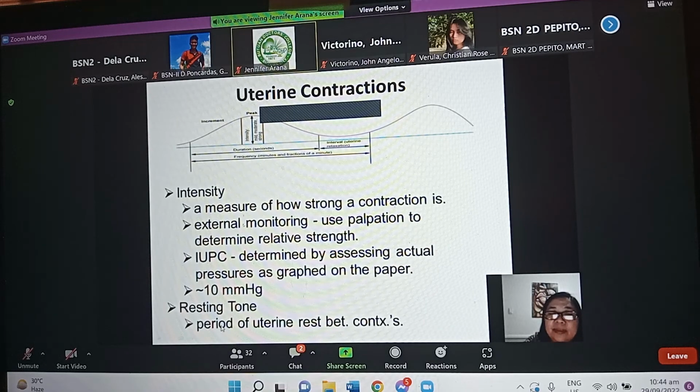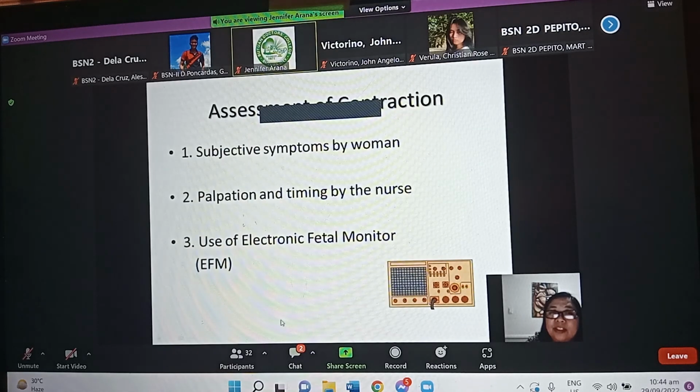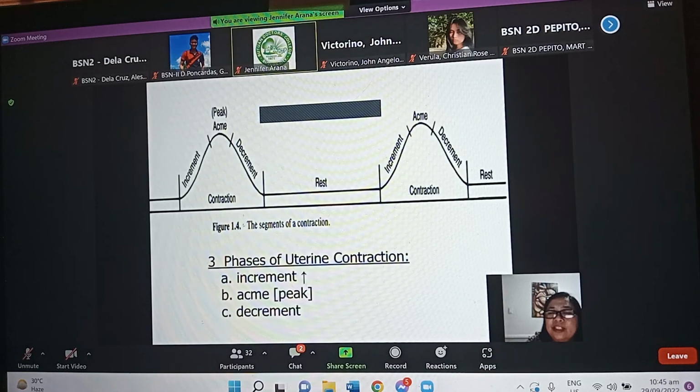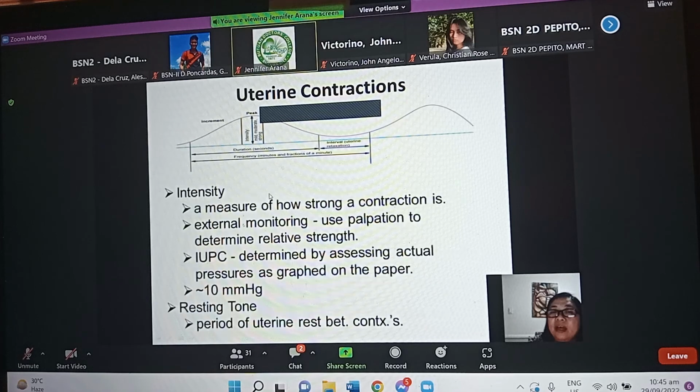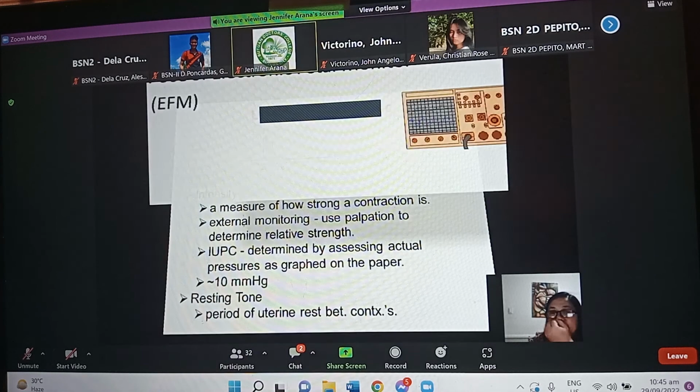Alright, so again, the resting tone is the period of uterine rest between contractions. So again, what are we going to assess during contraction? One is duration. This is assessed from the beginning of one contraction to the end of the same contraction. Frequency, beginning of one contraction to the beginning of the next contraction. Interval, end of one contraction to the beginning of the next contraction. Meaning this is the resting time between the contractions. Intensity is the measure of how strong the contraction is.